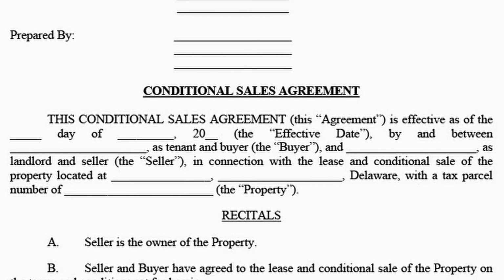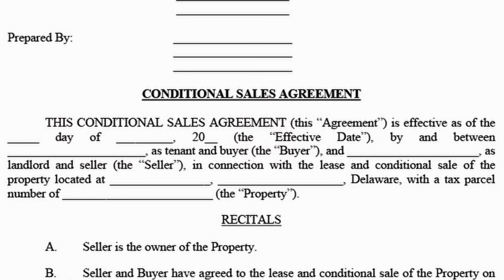Okay, so for our conditional sales agreement, you're going to notice that the first paragraph essentially covers all of those minimum requirements, or most of them. So you have the parties' names, you have the property address. Also, make sure you include the parcel number. That makes it absolutely clear which property you're talking about. And you know what? Sometimes there is more than one parcel number. If there are, make sure you capture all of them.